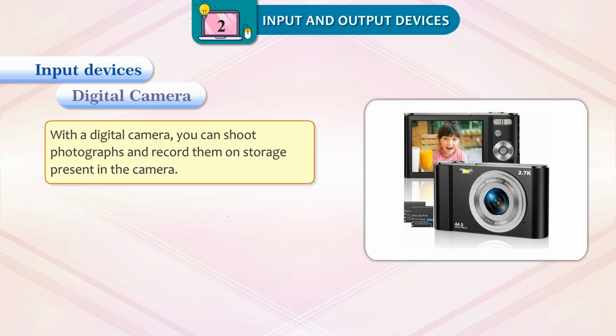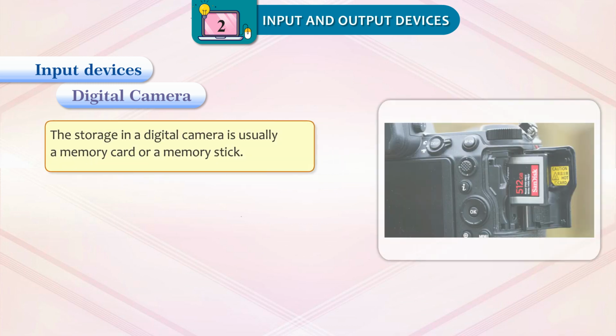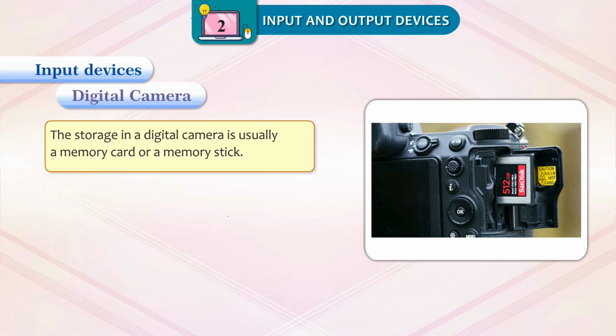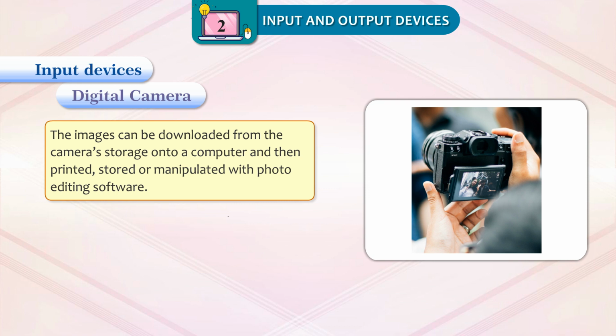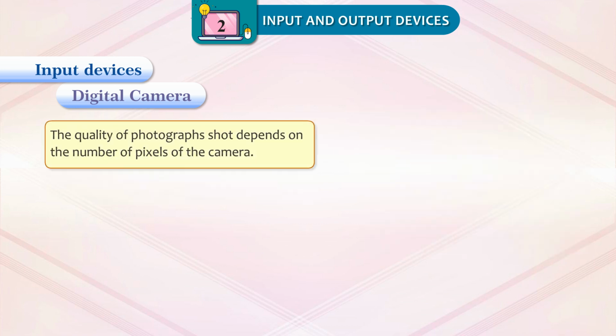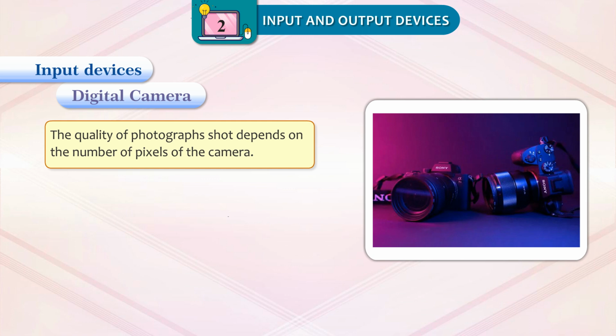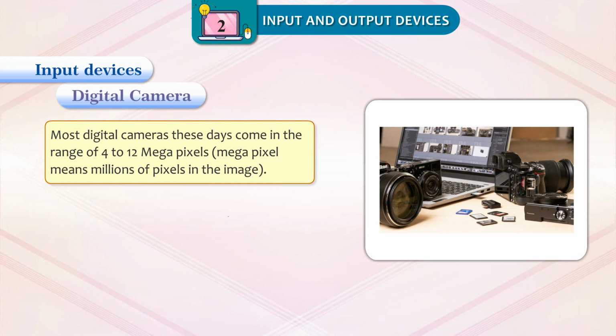Digital camera. With a digital camera, you can shoot photographs and record them on storage present in the camera. The storage in a digital camera is usually a memory card or a memory stick. The images can be downloaded from the camera storage onto a computer and then printed, stored, or manipulated with photo editing software. The quality of photographs shot depends on the number of pixels of the camera.